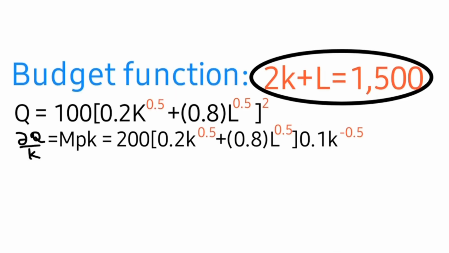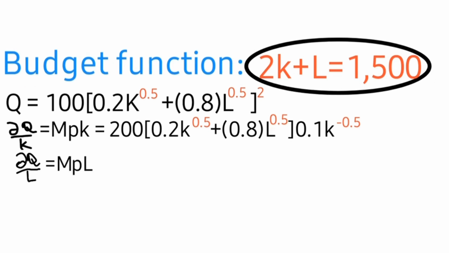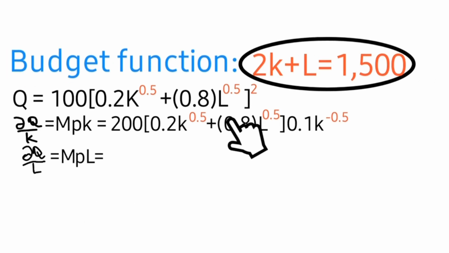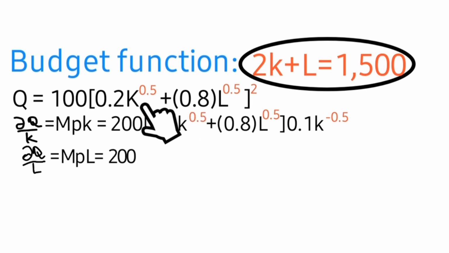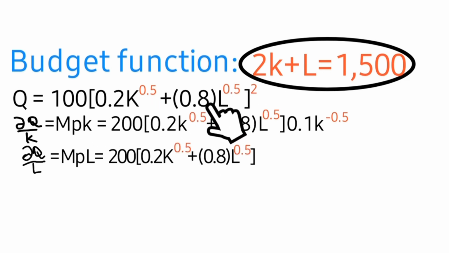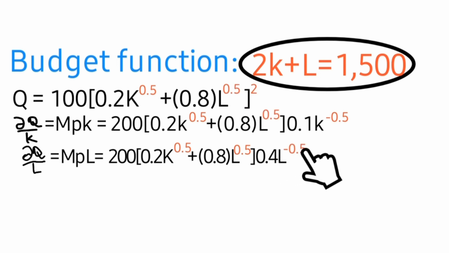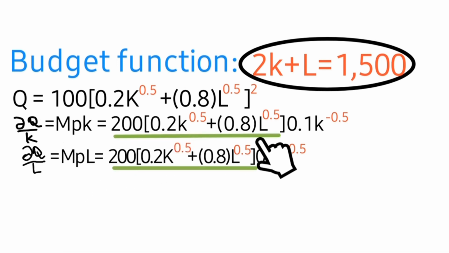Let's also proceed to finding the partial derivative of Q with respect to L. We represent that with MPL. So we start with 2 times 100, then write down all these values here. Differentiating 0.8L, we have 0.5 times 0.8 gives 0.4L. 0.5 minus 1 gives minus 0.5. Looking at MPK and MPL, we can see that this and this are equal, so they both cancel out.